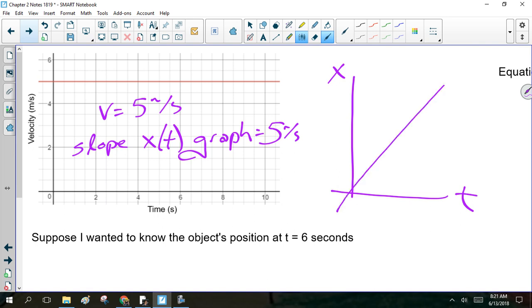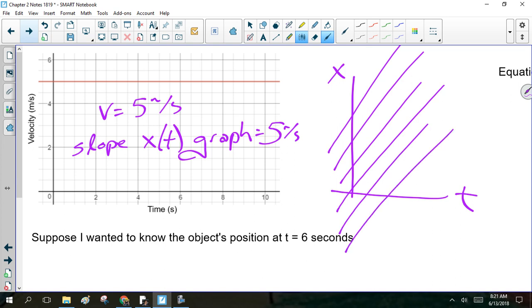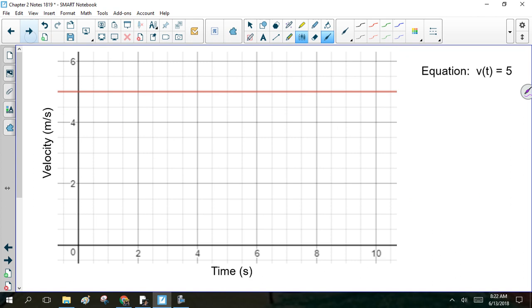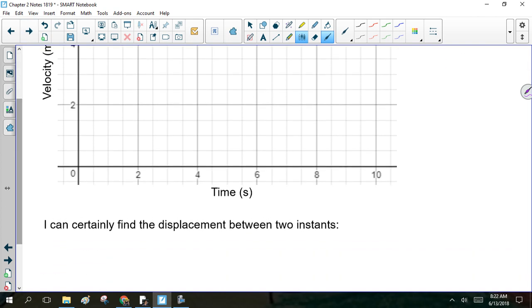So let's draw a line. Here we go, slope of 5. The problem is there's an infinite number of lines that have a slope of 5. So it could be this, or this, or this, or this. Those all have a slope of 5. So I really can't find the position at a given instant, but I can certainly find the displacement between two instants.